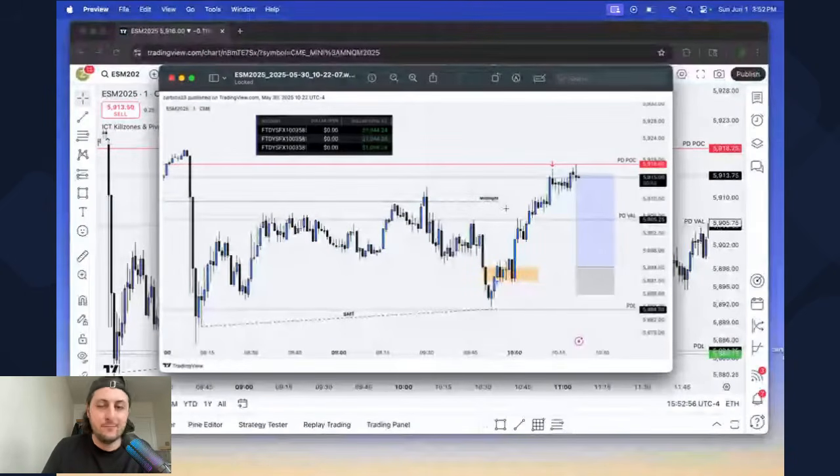Usually I'm a guy who takes a paper cut or two before my full idea plays out. So when I get a move like that and I can capture 3R on the first try, I'm wrapping it up. I mean, I was done for the rest of the day.